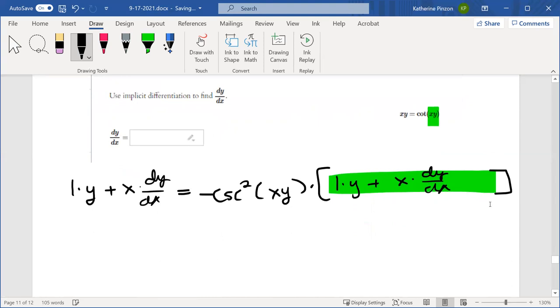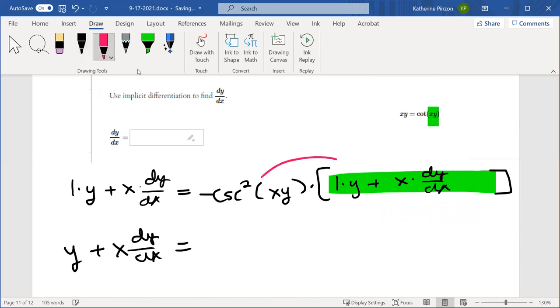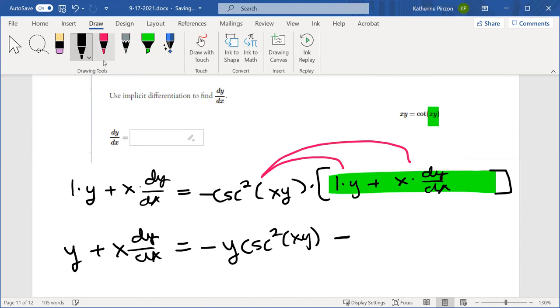Remember the problem we did before, where the cosecant squared on the right-hand side is attached to a term that doesn't have dy dx and a term that does have dy dx. Before I can move all the dy dx's to the left, I need to distribute it, because it goes with one that doesn't have dy dx and one that does. So the left side looks like 1 times y is y, plus x dy dx equals, I'm going to distribute it here and here. It's negative, so I have negative y cosecant squared of xy minus x cosecant squared of xy dy dx.